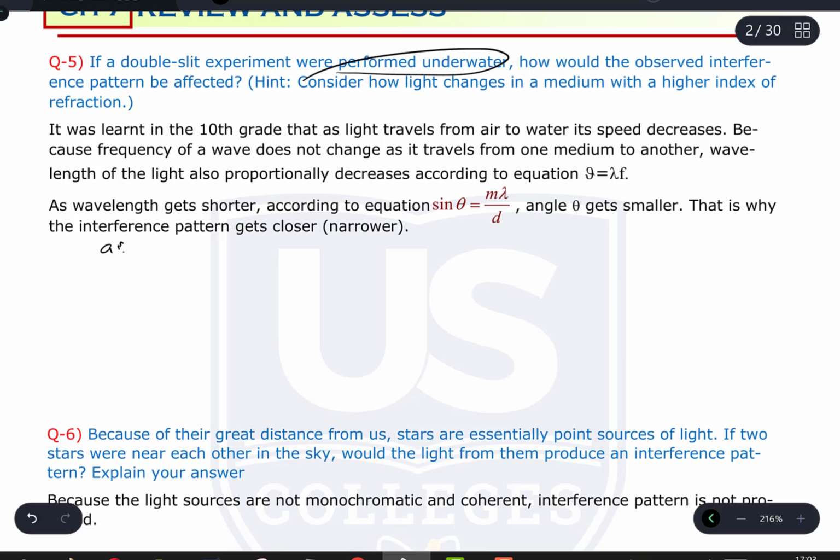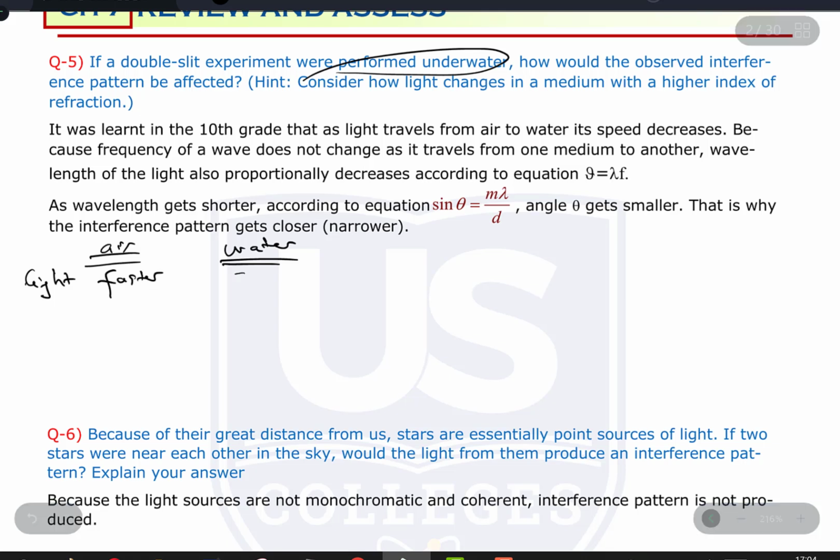Yani, air and water. In air, light is faster. In water, light is slower. This is the rule. In the 10th grade, you learned that. But the frequency of the light doesn't change as it moves from one medium to another. We studied this in chapter 3, section 3.